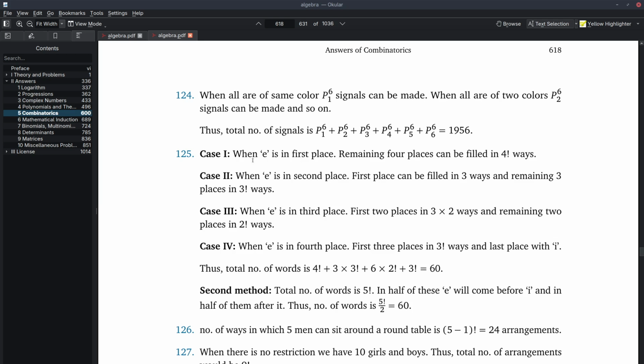Question 125 says that find the number of arrangements of the letters of the word Delhi if E always comes before I. So first case is when E is in the first place, remaining 4 places can be filled in 4 factorial ways.